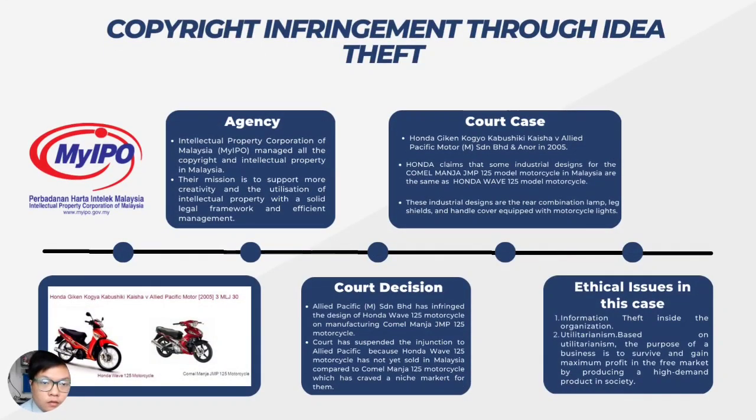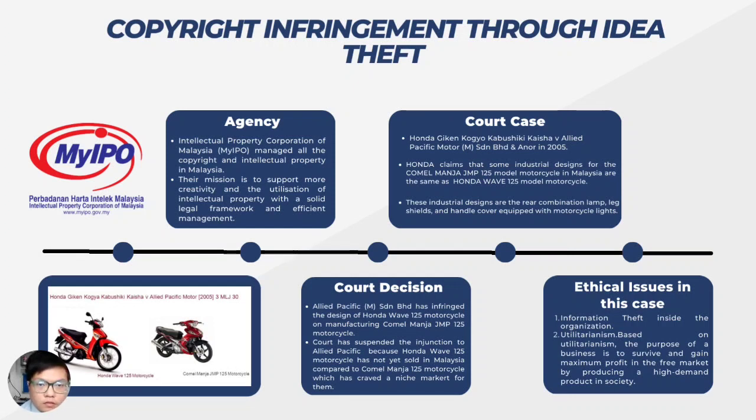The agency that manages copyright and intellectual property in Malaysia is MyIPO. Their mission is to support intellectual property and its utilization with a solid legal framework and efficient management. The court case is between Honda Giken Kogyo Kabushiki Kaisha and Island Pacific Motor Sdn Bhd in 2005. Honda claimed that some industrial designs for the Komamoja JMP 125 model motorcycle in Malaysia are the same as the Honda Wave 125 motorcycle. These industrial designs are the rear combination lamp, leg shields, and hand cover equipped on the motorcycles.